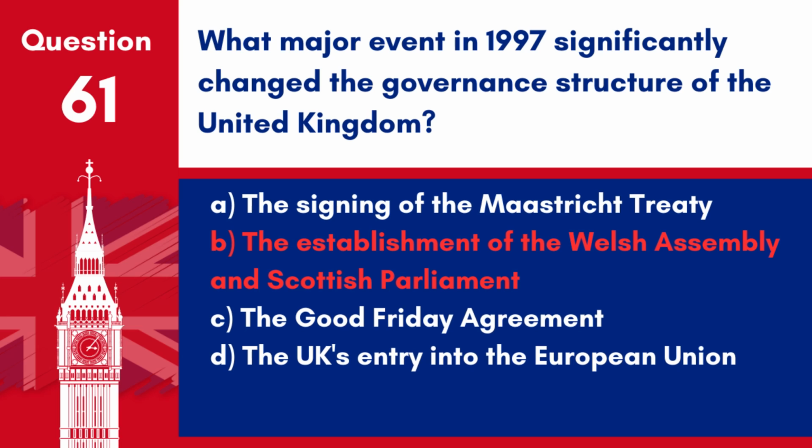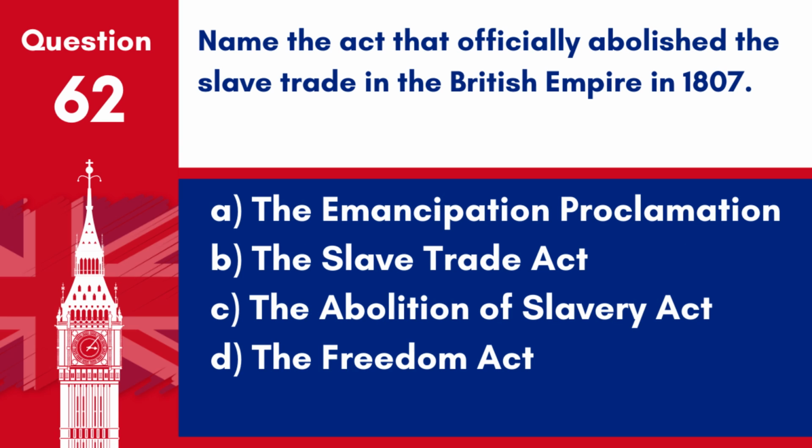Answer B. The establishment of the Welsh Assembly and Scottish Parliament. In 1997, referendums led to the establishment of the Welsh Assembly and Scottish Parliament, significantly changing the governance structure of the United Kingdom.